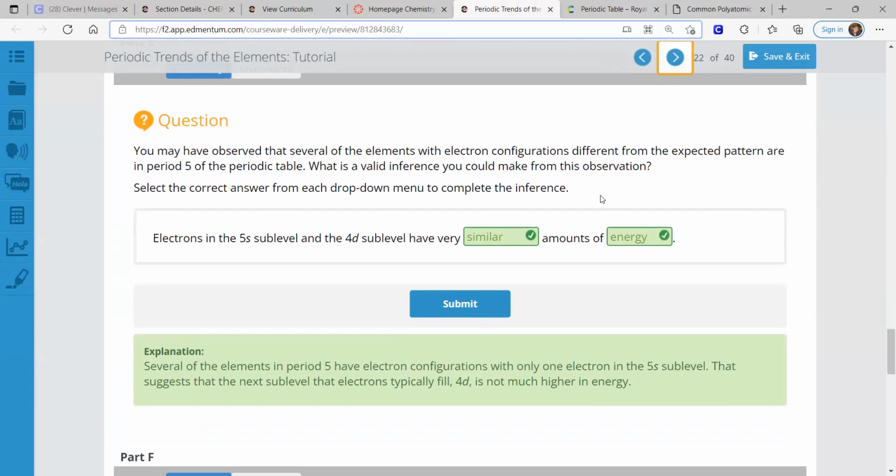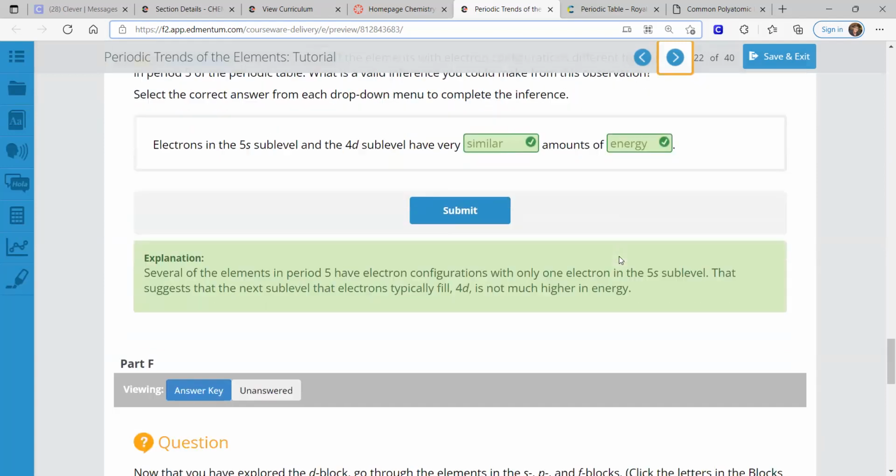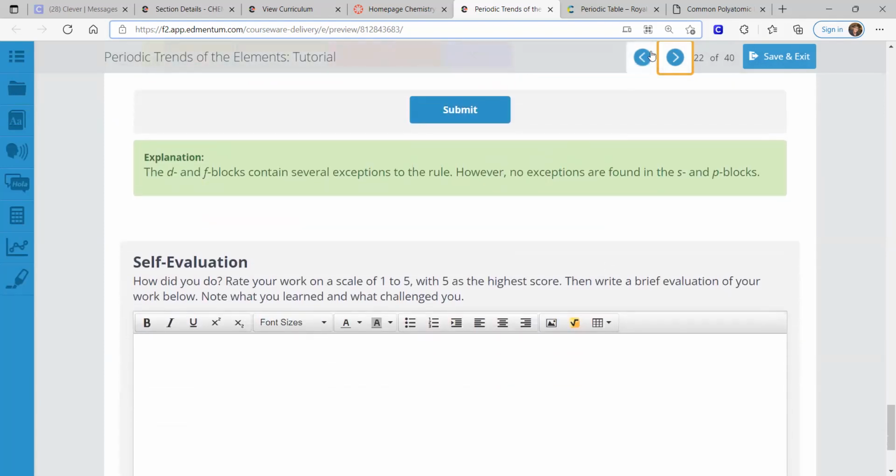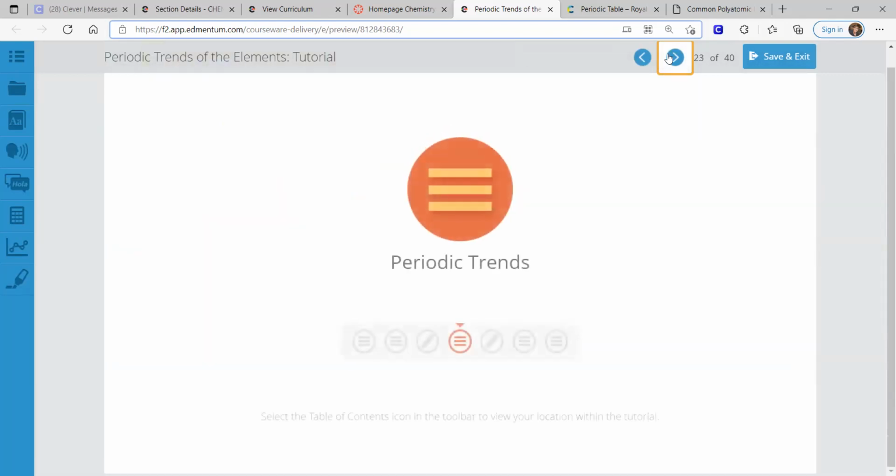Electrons in the 5s sublevel and the 4d sublevel have very similar amounts of energy. And this shows the main groups, the transition metals, and the inner transition elements. You'll notice that some elements have exceptions to the electron configuration rules. Select all the blocks that contain elements with exceptions. It's f and d. Those guys behave differently than the rest.